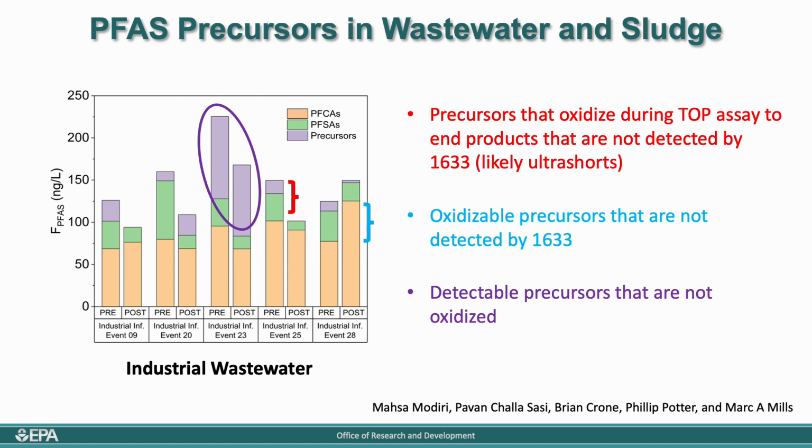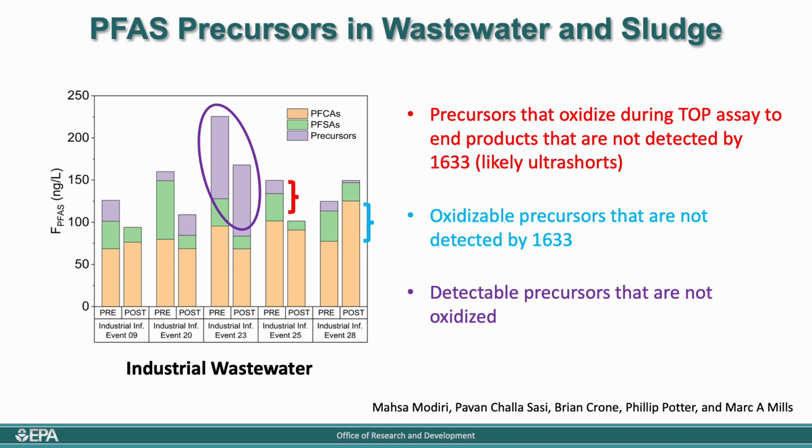So in the red here, we can see an example where 1633, used as the targeted analytical follow-up to TOP assay, isn't good enough, and we're missing things. So we've oxidized either regular PFAS that we're already looking at or precursors into things that we are not measuring through 1633, and that's likely the ultra-short chain PFAS. And then the blue here, this is the reason why TOP assay is so powerful, where we are producing more terminal PFAS after oxidation, and we know that that's coming from precursors that were not included in the analyte list in the beginning.